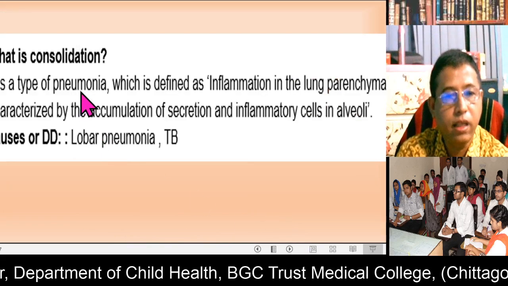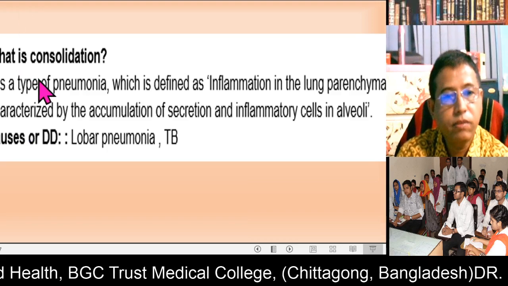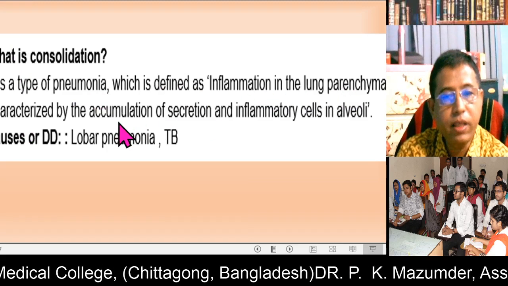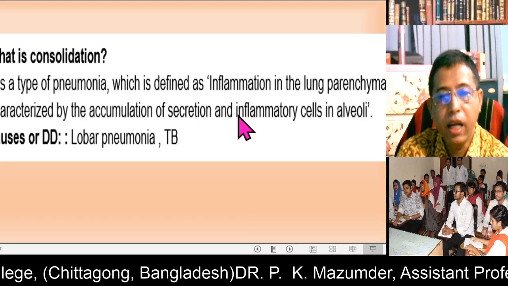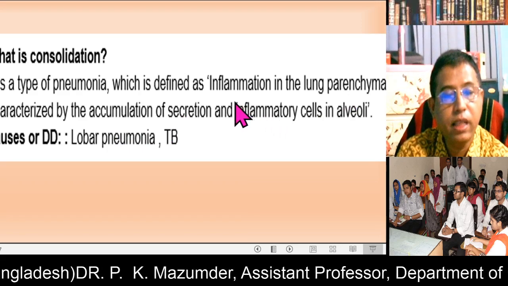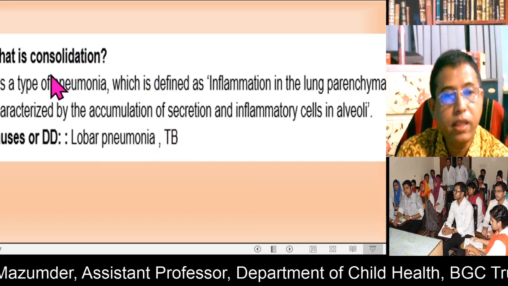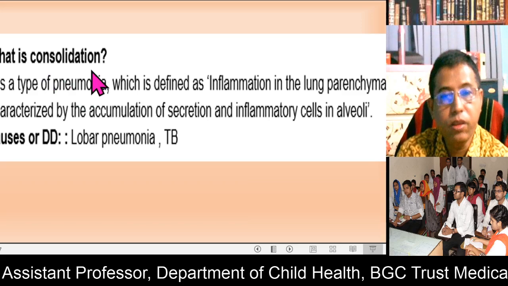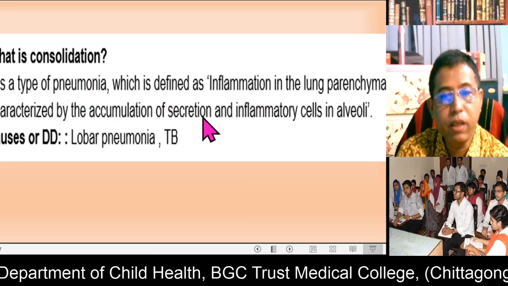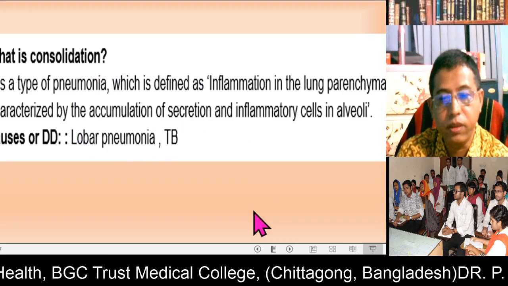Now what is consolidation? It is asked in the viva board. It is a type of pneumonia, which is defined as inflammation in the lung parenchyma, characterized by the accumulation of secretion and inflammatory cells in the alveoli. And what is the DD of consolidation on X-ray? Your answer is lobar pneumonia and tuberculosis.